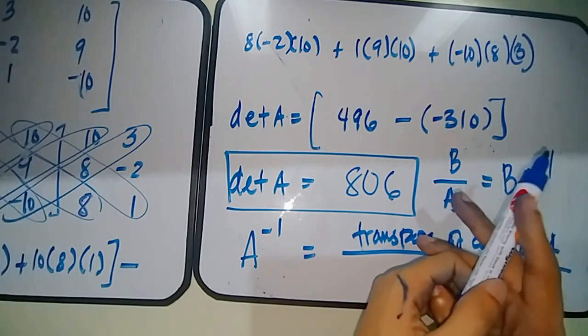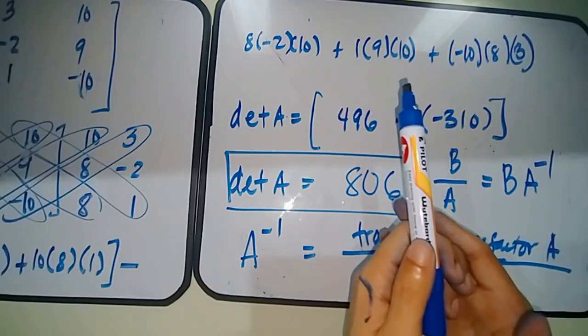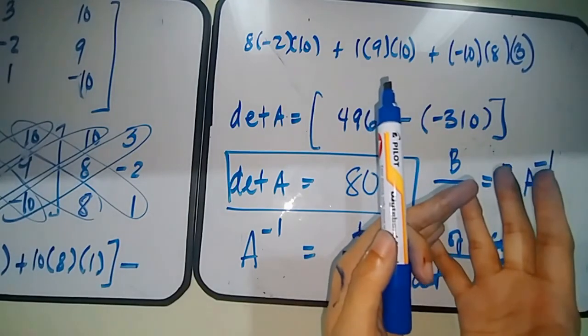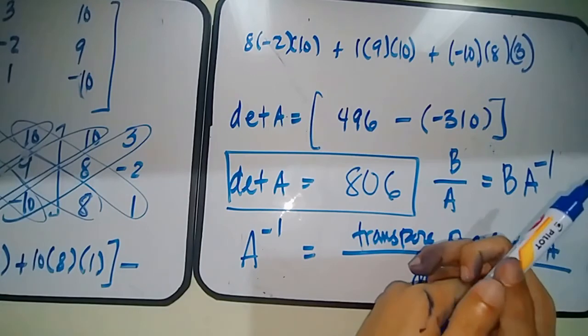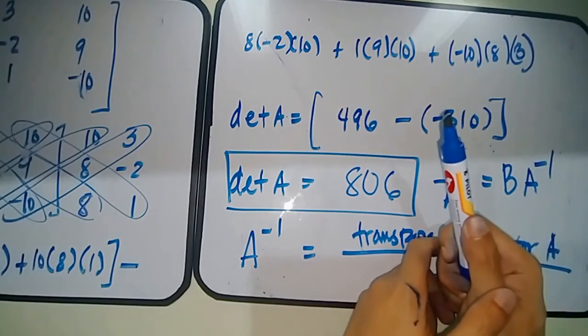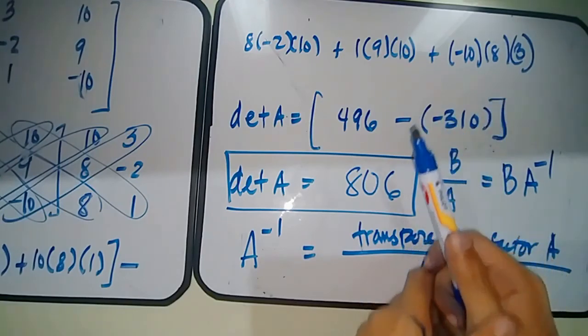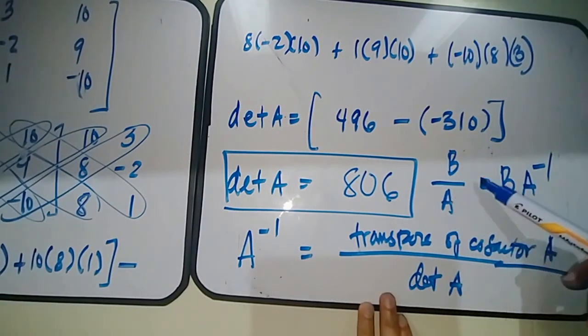So, the law, guys, let's repeat: the number of columns of the left-hand side matrix should be equal to the number of rows of the right-hand side matrix. If that is not met, guys, you cannot multiply a matrix. So, let's remember, guys: addition of matrix, subtraction of matrix, multiplication of matrix, and division of matrix. In division of matrix, this is our property here: B divided by A is equal to B times the inverse of A.